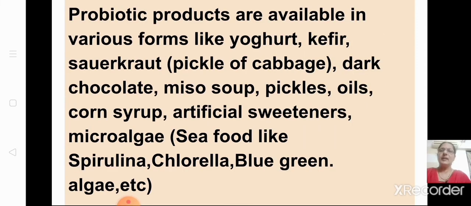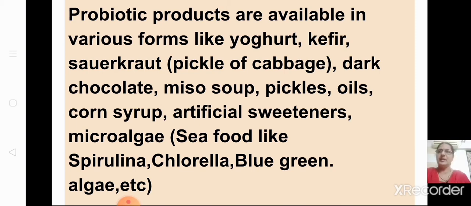Now, their products are available in various forms. What we know as probiotics, we think is only yogurt, but there are different types of products also. You can see dark chocolate, miso soup, pickles, corn syrup. There are various products available in the market.